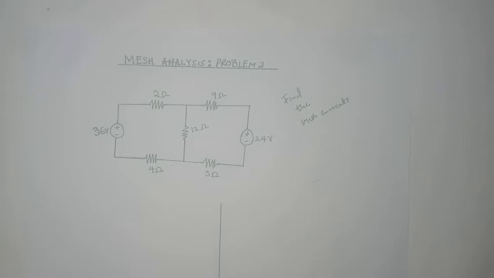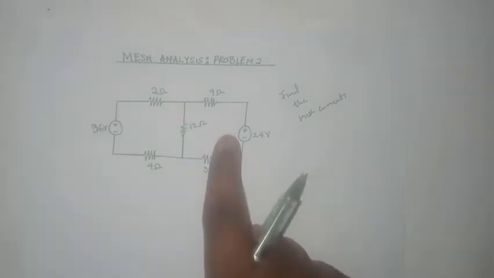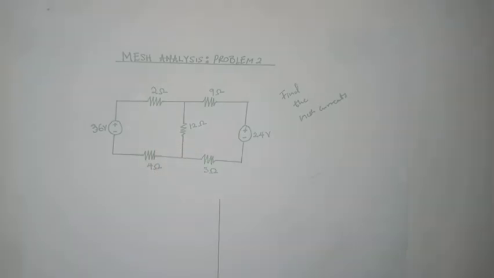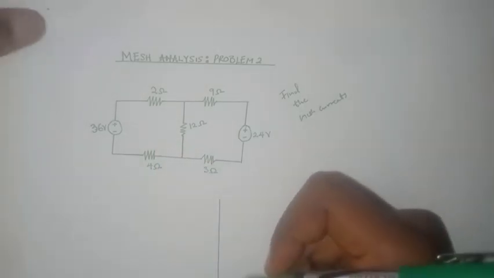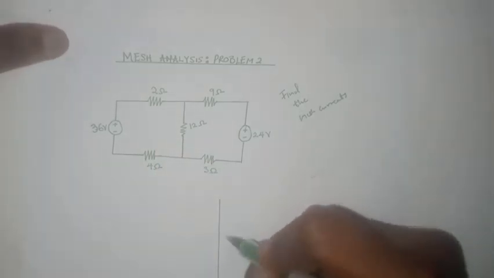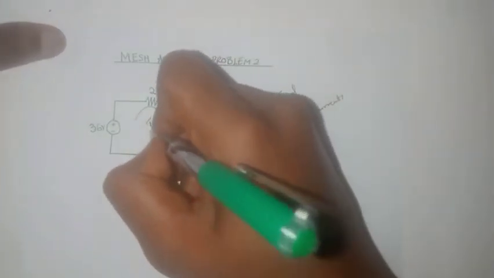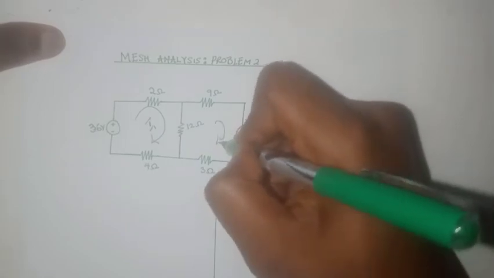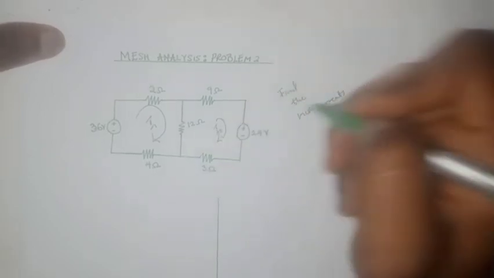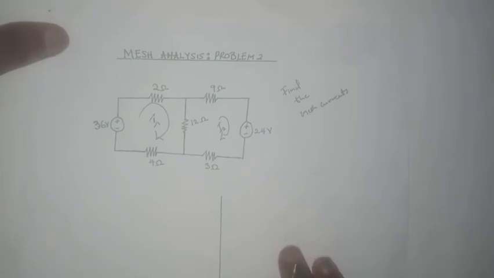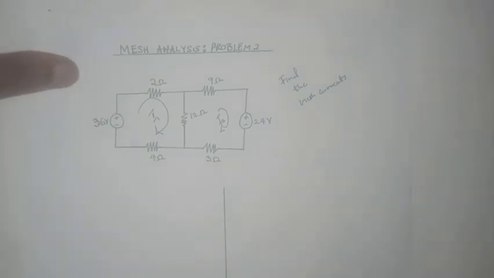Like I've mentioned in earlier videos on mesh analysis, the first thing we want to do is identify our meshes. So we have two meshes in this circuit, mesh 1 and mesh 2, if you would prefer. Then we assign mesh currents to each mesh. So let's say this one is I1 and this mesh current is I2.